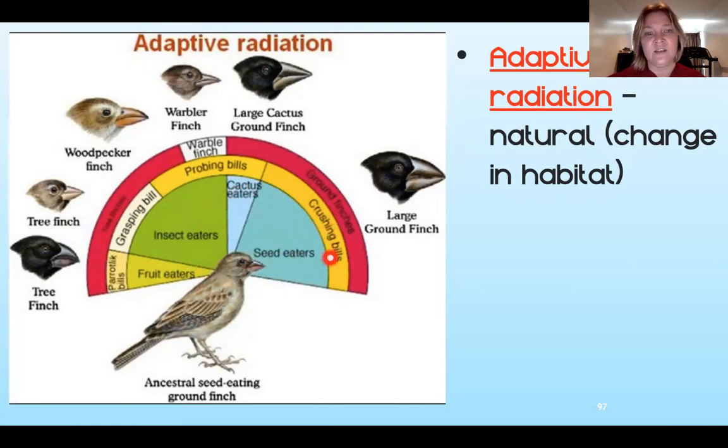The seed eaters, obviously, need crushing bills. This is where you have ground finches. They wouldn't necessarily have to form nests or perch in trees because they gather nuts and seeds, and so that would be on the ground. Then you have the cactus and insect eaters. The insect eaters might have a grasping bill, and the cactus eaters have probing bills. The bill is the beak, by the way. It should actually be beak, because a bill is for a duck, the flat beak. Anyway, and then the parrot-like bills, I guess, for the fruit eaters.